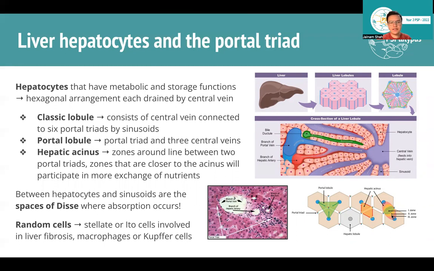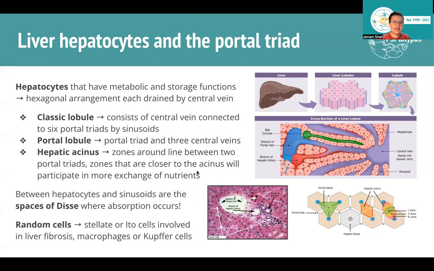Essentially what we're doing is taking 2 portal triads, drawing a line between them, and then drawing zones in different layers past that line. Closest to the line is kind of green, and then you go orange and then red and so on. Generally, zones closer to that line tend to participate in more exchange of nutrients. Just a fact, okay? And the further out you go, the less they exchange nutrients.